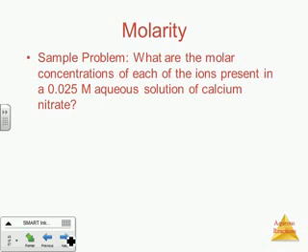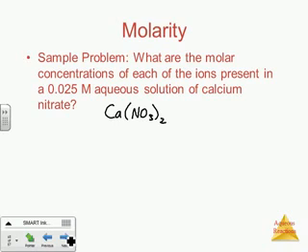What are the molar concentrations of each of the ions present in a 0.025 molar aqueous solution of calcium nitrate? Okay, this is kind of a tricky question because this forces us to go back to the mole thing we were talking about when something splits apart into its ions in a solution. Okay, so first of all, it would be good to know what calcium nitrate is. Calcium's a 2 plus, nitrate is a 1 minus, so that's going to be Ca(NO3)2.